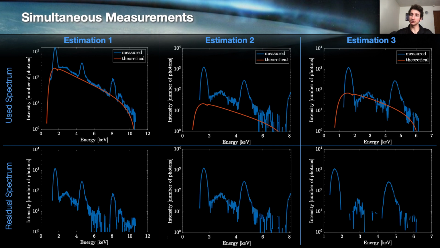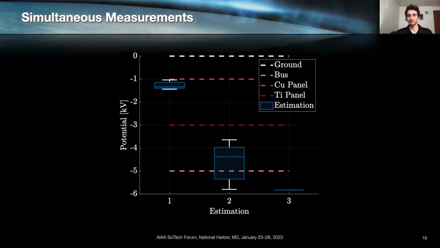And then we subtract the theoretical one from the measured spectrum, which gives us a residual spectrum. And then we use a new residual spectrum in estimation 2 to estimate the potential again, giving us another residual. And then we use it again and again. And in the end, ideally, we would have a spectrum shown in the lower right that is basically just noise, so there is no other signal present. And these are the results for the various estimations. In the first estimation, we measure the potential of the copper panel corresponding to -1 kilovolt.